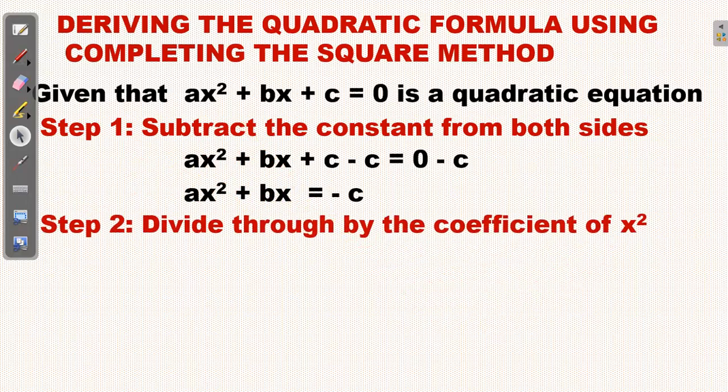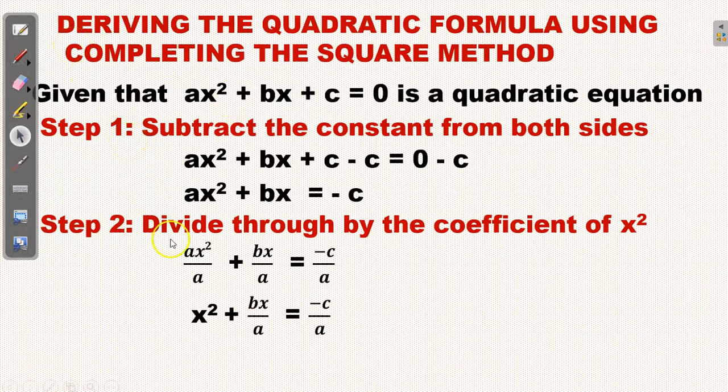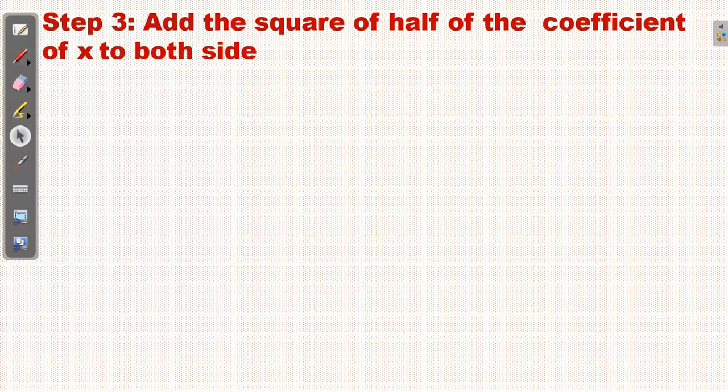Step 2, we divide through by the coefficient of x squared. In this case, the coefficient of x squared is a. So we have ax squared over a plus bx over a to give minus c over a. And a cancels a, leaving us with x squared plus bx over a equal to minus c over a.